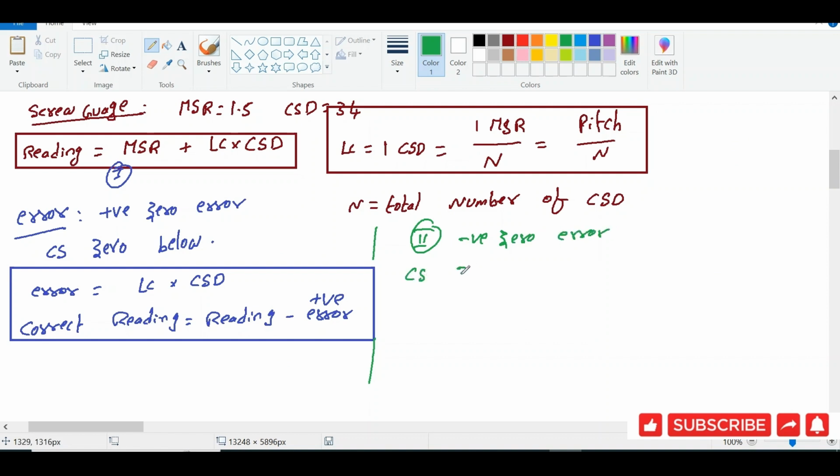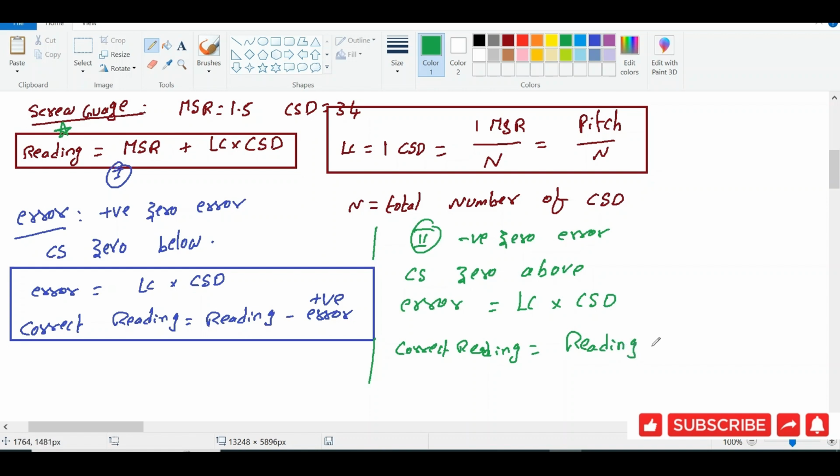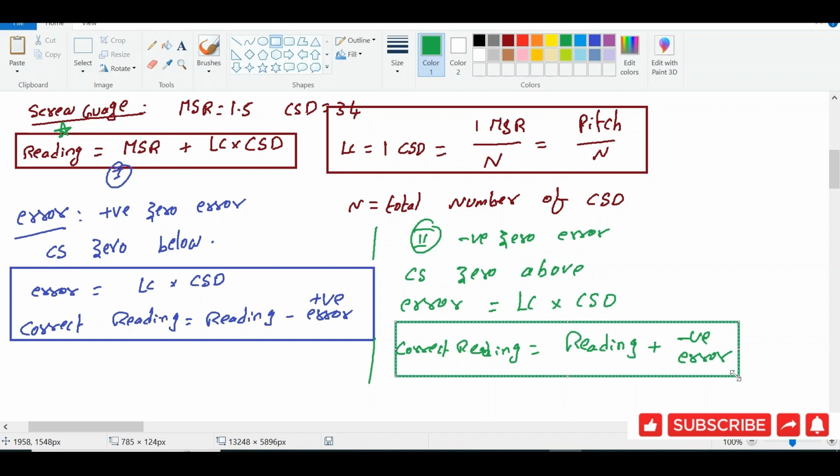Circular scale 0 is above. Again the formula is the same, error is equal to least count into circular scale divisions. Then correct reading is equal to your reading, what you found using the formula, plus negative error. Plus negative error. Let's see why we do plus in the instrument.